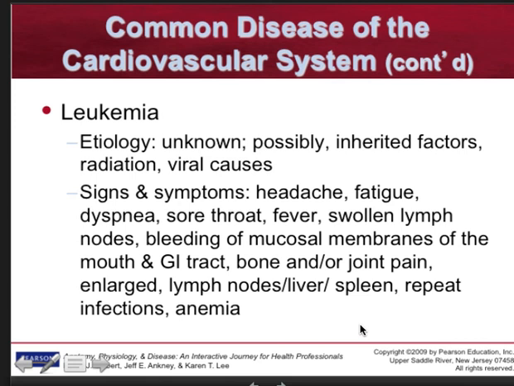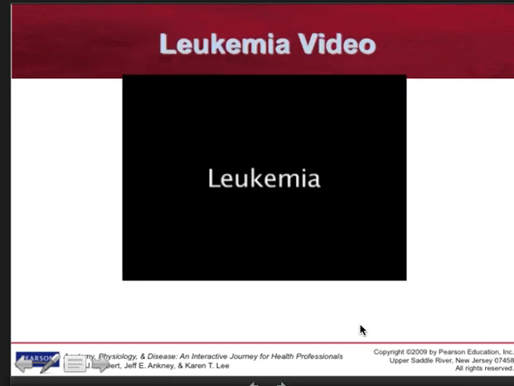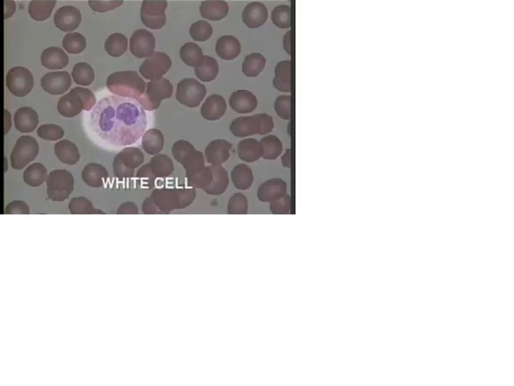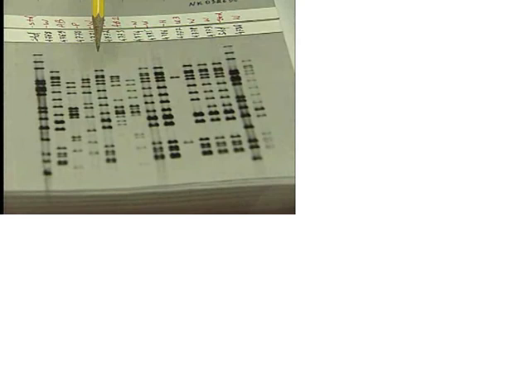So here's a little bit on leukemia. Leukemia is a cancer that usually affects the white blood cells. White blood cells develop from stem cells in the bone marrow. Leukemia results when something goes wrong with the process of maturation from stem cell to white blood cell.